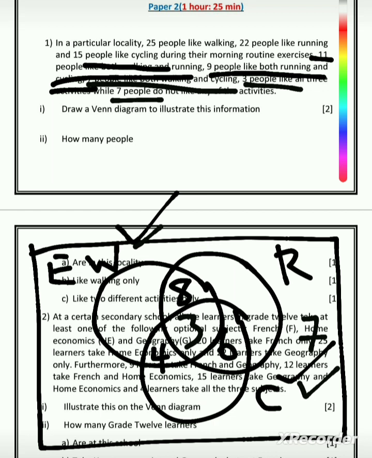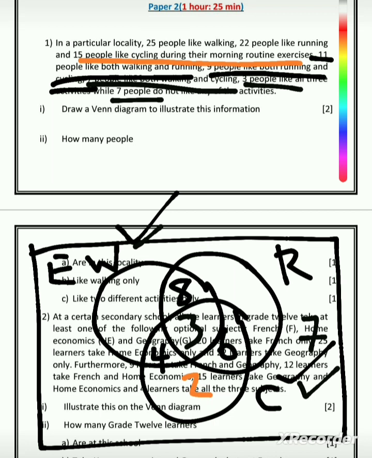15 people like cycling. They haven't said cycling only, so some of the 15 may be interested in these other activities. So here we have 4 plus 3, which is 7, plus 6, which gives us 13. That's the total I've written in cycling already. But they have said 15 like cycling, meaning that 15 minus 13 is going to be 2.